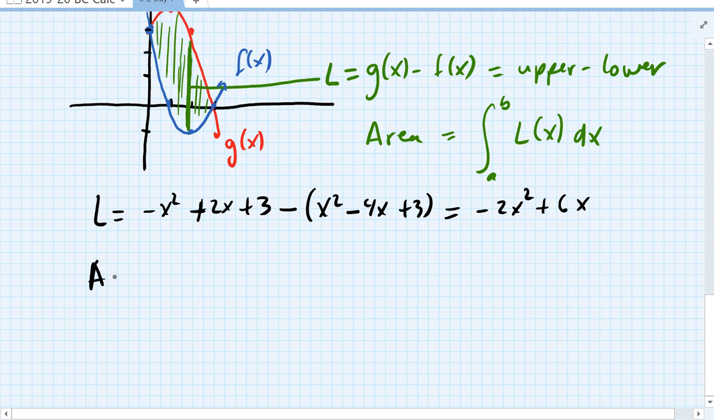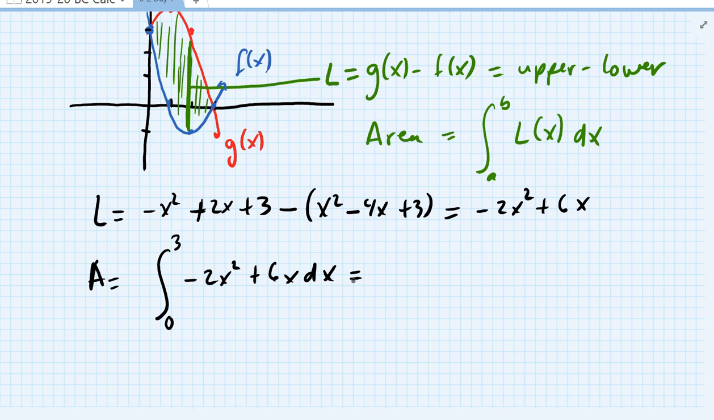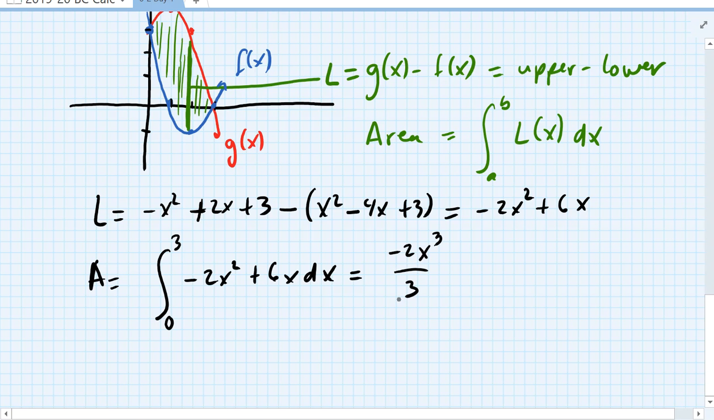So that's what I'm going to integrate. So my area is equal to the integral. My points of intersection are 0 and 3, and I'm going to integrate negative 2x squared plus 6x dx. Did that suddenly get really easy? Didn't seem like it was going to be that easy, but it is. It's amazing how it all falls out ever so nicely. So what is the antiderivative of negative 2x squared? Right? Negative 2/3 x cubed. What is the antiderivative of 6x? 3x squared, because I'm going to have 6x over 2, which is 3. All of that is evaluated from 0 to 3.